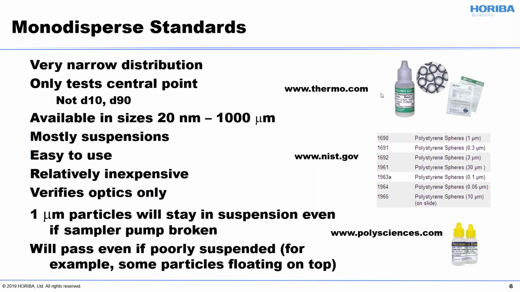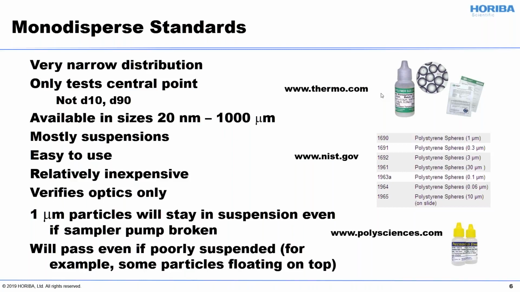So if you have a 1 micron standard and you put it in your analyzer and you measure a broad distribution with a peak at 2 microns, I'm probably going to suggest that you clean your analyzer and clean your O-rings, because that's probably what your problem is. But even after cleaning, if you still have problems, it suggests there's an issue with the instrument optics.